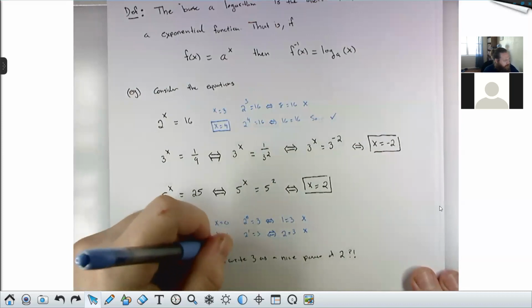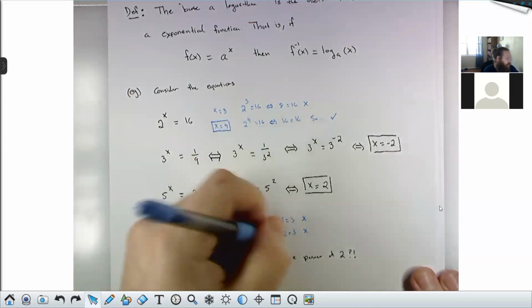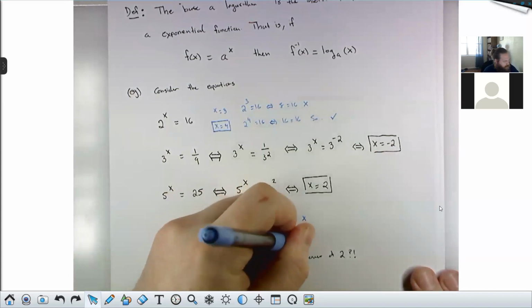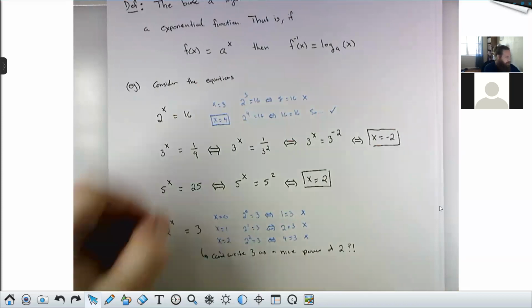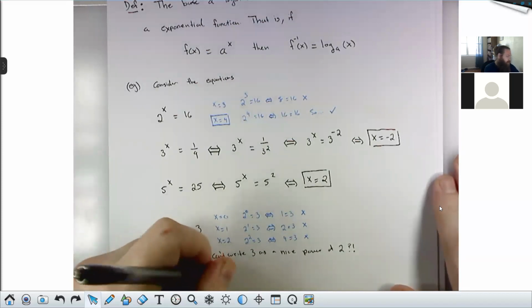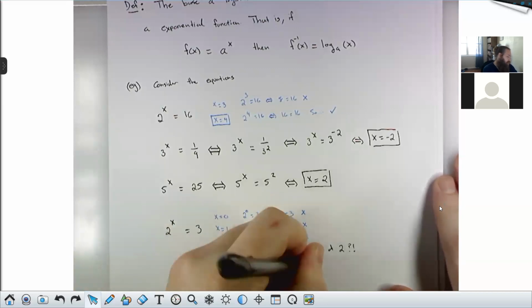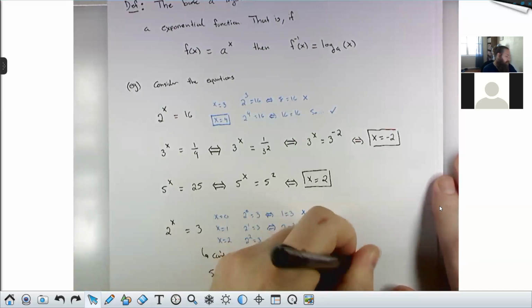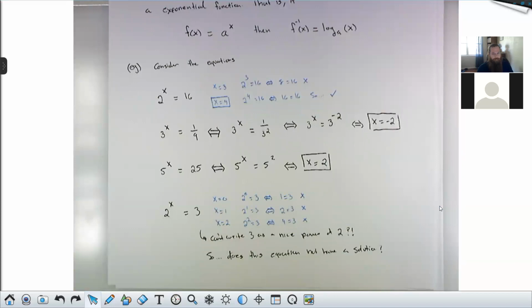Something weird happens here, though. If I plug in x equals 2, then I get 2 to the 2 equals 3. So I go from being too small to too big. 2 to the 2 is 4. So this is no good. So what gives? Is there no solution to this bottom equation? That becomes the question. If there isn't a solution, why not? And if there is a solution, how do I find it?